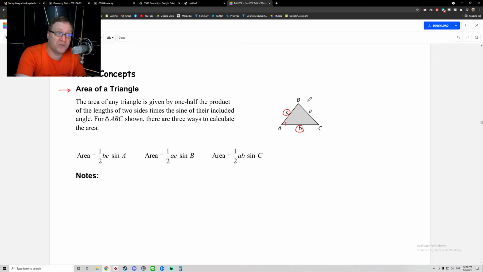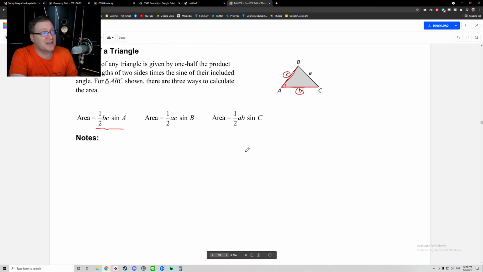So if you see a triangle and you know how long this side is, and you know how long this side is, and you know the angle between those two sides, it can't be this angle or this angle. It has to be the angle between those two sides that you know. If you know that, then we can use this formula to find the area of the triangle. It will just be 1/2 times how long this is, times how long this is, and then times the sine of the angle between the two sides. So that's how we do this.